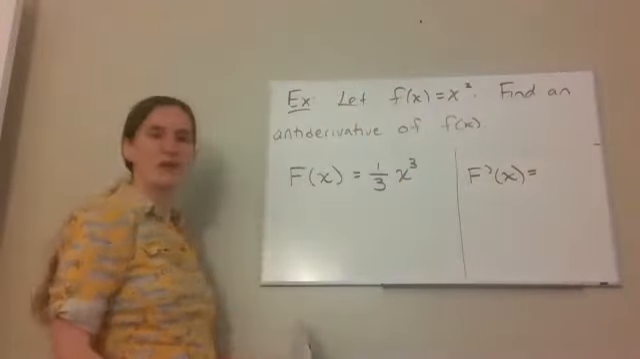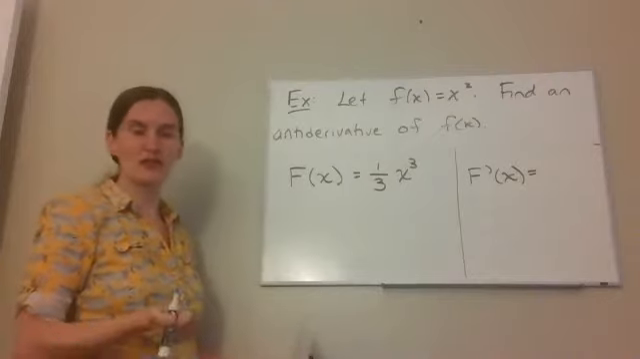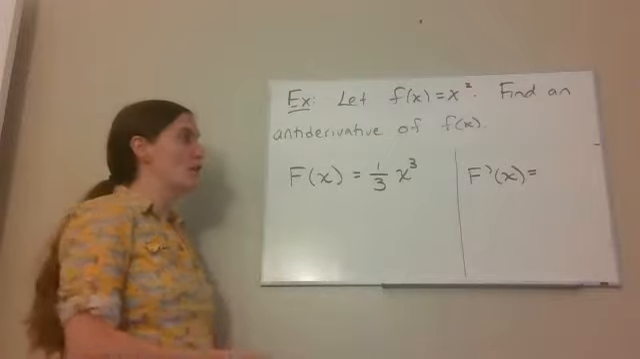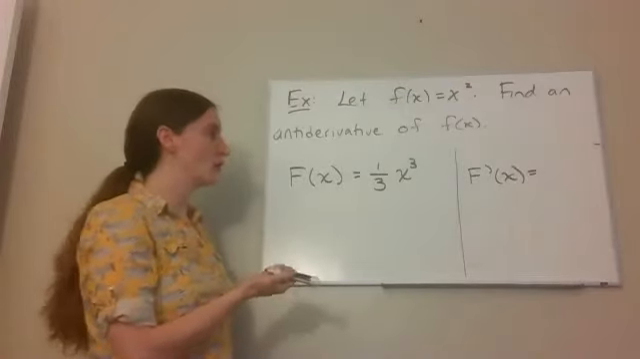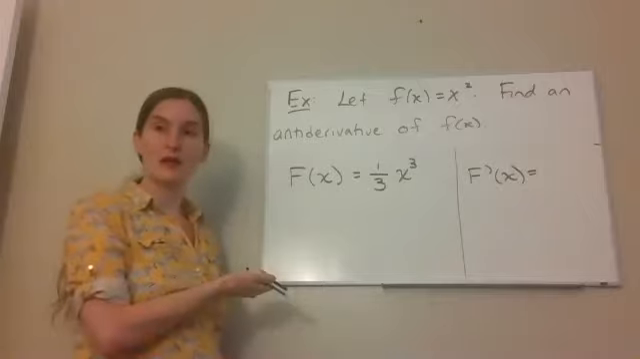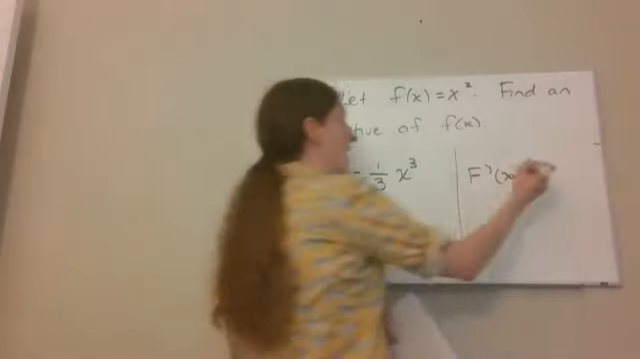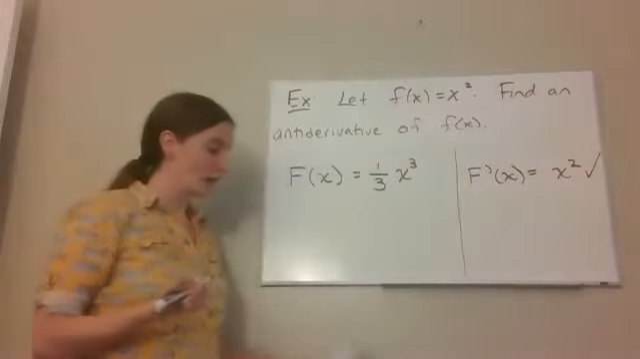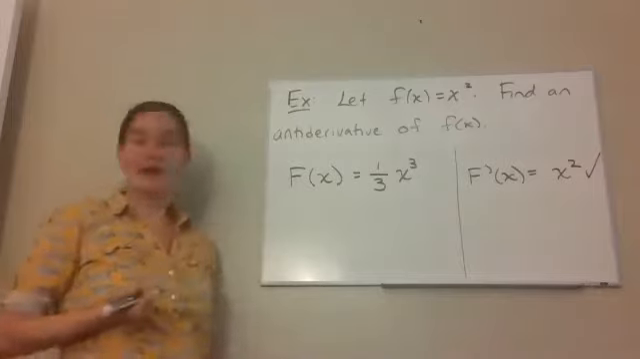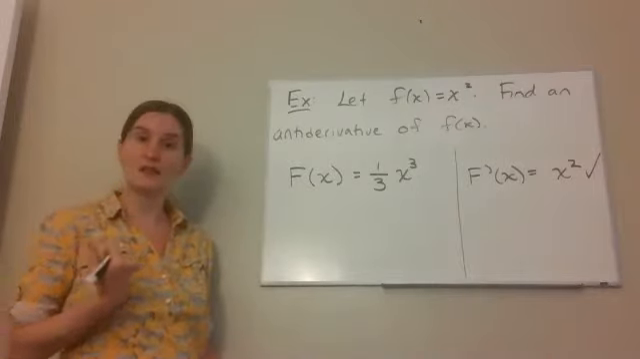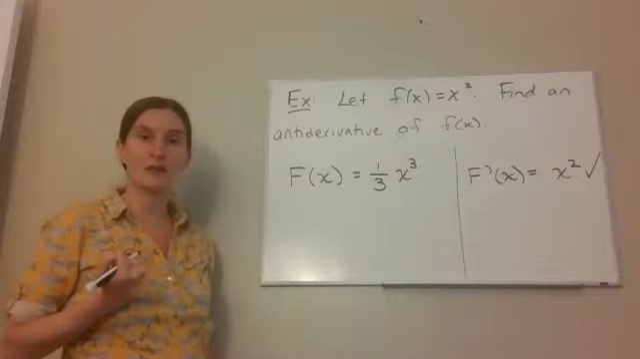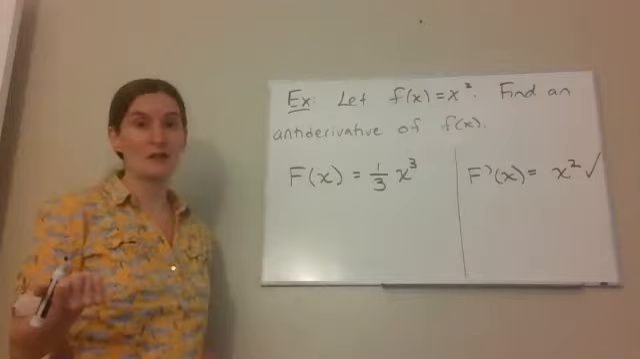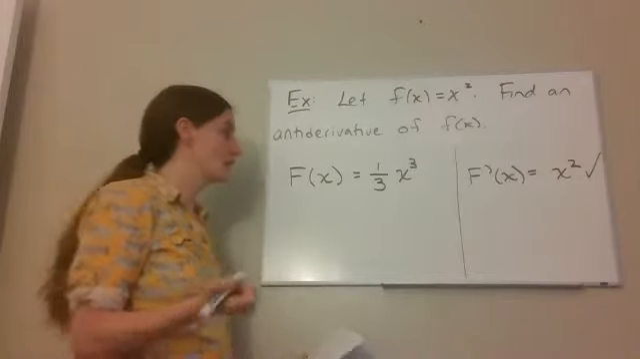So is 1/3 x to the third an antiderivative of x squared? Well, let's check by taking the derivative. Using the power rule, my 3 comes down and multiplies onto the 1/3, canceling it out, and my new power is 1 smaller, and I get x squared, which does in fact work. So capital F of x equals 1/3 x to the third is indeed an antiderivative of x squared. But is it the only antiderivative? The answer is no, it's not.